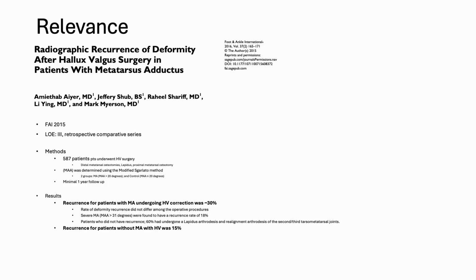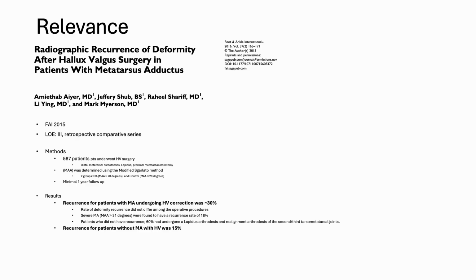The recurrence rate for patients without metatarsus adductus and hallux valgus was still 15%. So still relatively high. You're still getting recurrence whether you're correcting metatarsus adductus or not, because they didn't have it. 15% of patients still had recurrence of bunions. And I think that goes back to what I just talked about: that hallux valgus angle, that sesamoid position, that IM angle. If you're getting those all dialed in based on the previous talk that I did, you're likely going to have less recurrence.